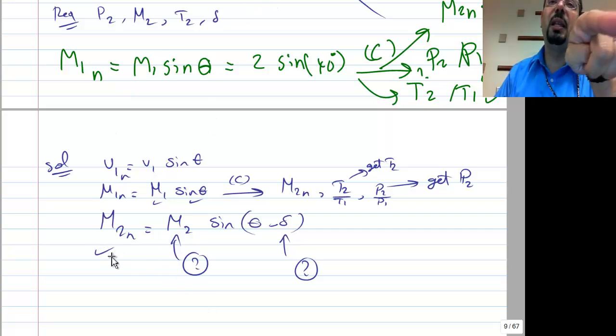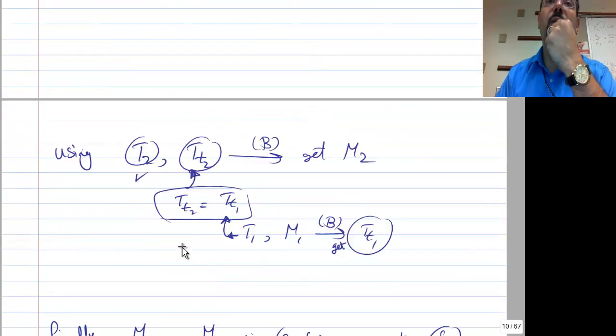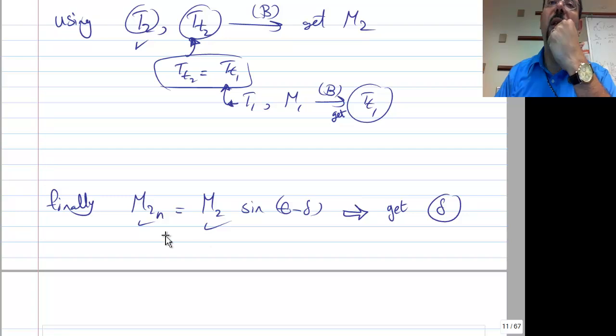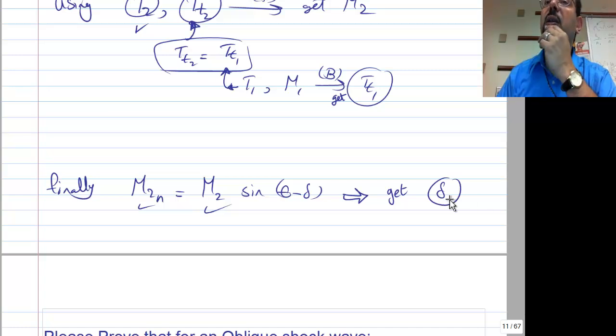Here is the dilemma that we have. Once you calculate this M2 normal, which is M2 sine theta minus delta, you have two unknowns. How can you calculate M2? The temperature is one way, using T2 and T total 2, which is the same as T total 1, which even if T total 1 was not given, you get it from M1 and T1. Appendix B, M1 and T1, you calculate T total 1. And then with two of those you can get M2. Now with M2 normal and M2, you can calculate the delta. Knowing M2 normal from Appendix C, knowing M2 from this calculation over here, you can calculate the delta.